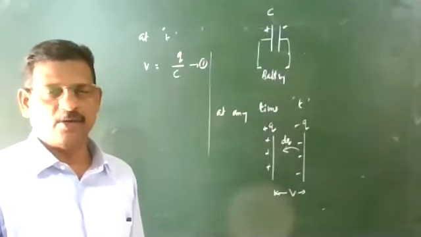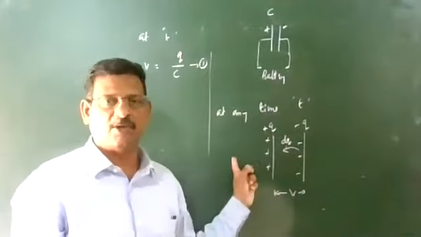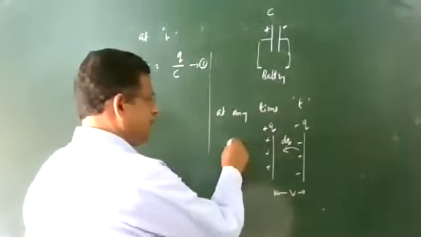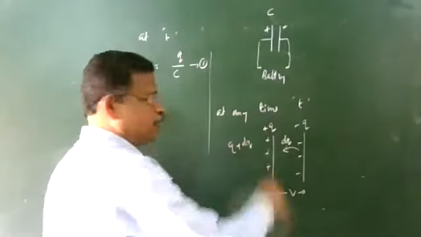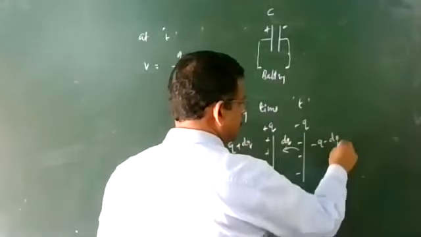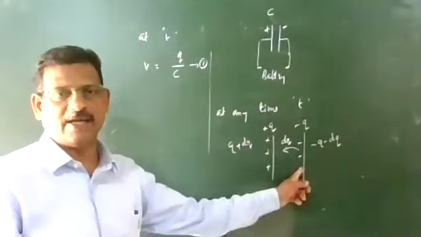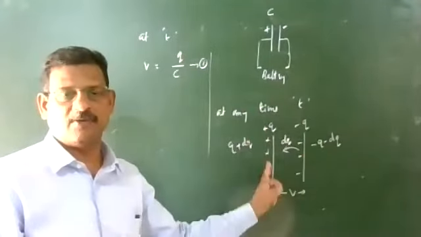This work is done by the battery. To take a further charge dq from one plate to the other, the charge here will increase to q plus dq, and the charge on the other plate will be minus q minus dq. The charge is again transferred from one plate to the other by the battery.